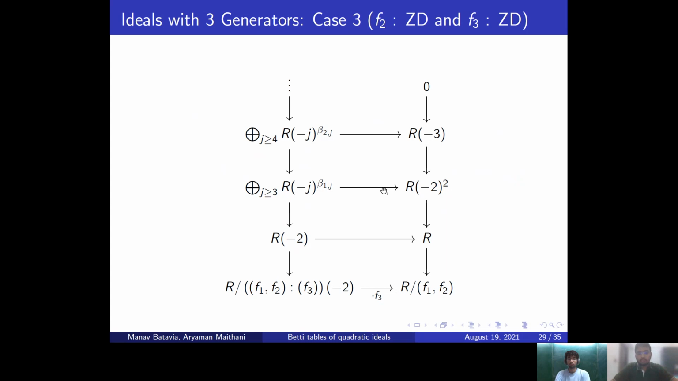And you might recall from the mapping cone theorem that this implies that the resolution which we get on adding the Betti table must be minimal. We will use that very crucially in what follows.